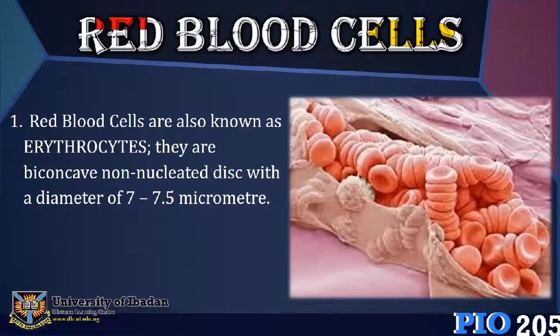Red blood cells. Red blood cells are also known as erythrocytes. They are biconcave, non-nucleated discs with a diameter of 7 to 7.5 micrometers. This shape allows for a volume with greater diffusion surface for the passage of gases. Like many other cells, a mature red blood cell consumes oxygen, glucose, and adenosine triphosphate (ATP), as well as releasing carbon dioxide. The red blood cell has a lifespan of 120 days.